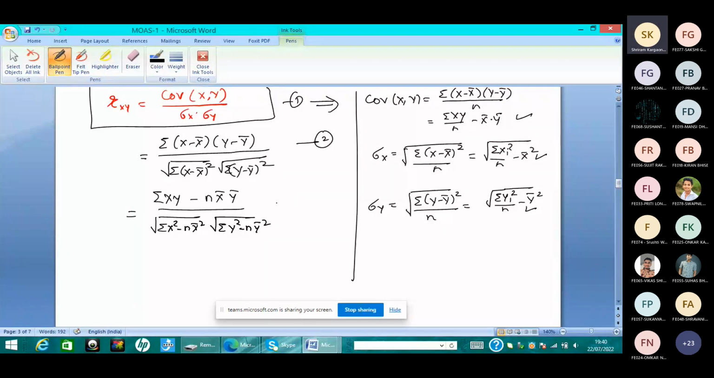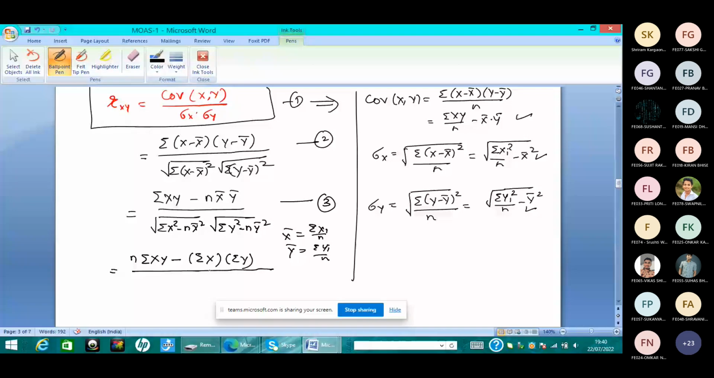But when you put x bar and y bar as summation xi upon n and summation yi upon n, you'll get one more formula. This is one of my favorite formulas. So all the totals are there. So this is n summation xy minus total of x into total of y, and here it is square root of n summation x square minus summation x whole square, and here n summation y square minus summation y whole square. So this is one of the favorite formulas.